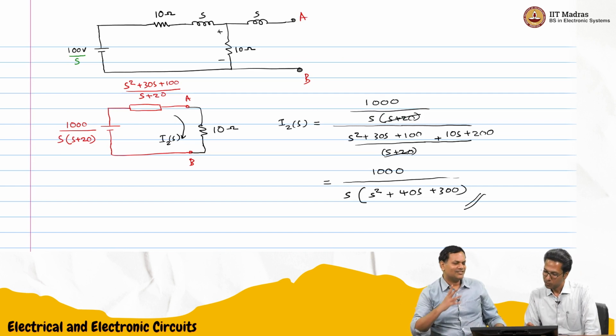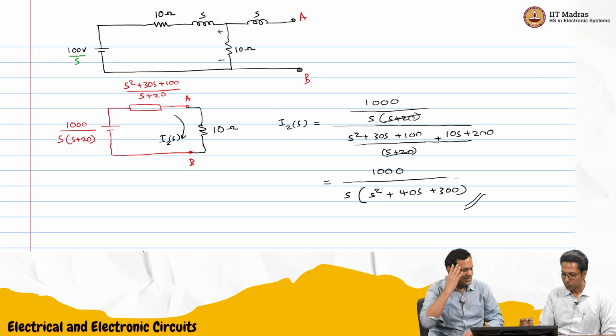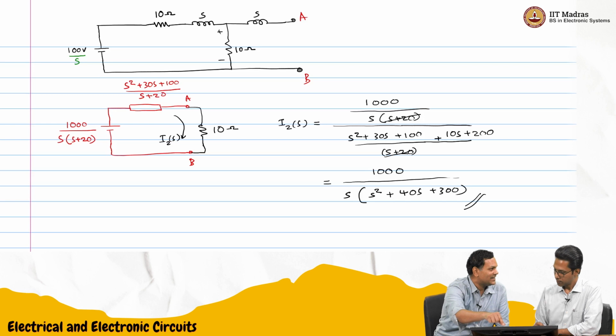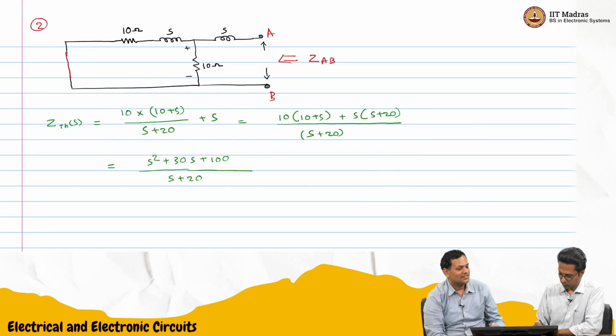I think just to tell the students that now they have learned more techniques, they can solve the same problem in many ways. Like I was thinking, instead of finding VTH, ITH between A and B, across this 100 by S in series with 10 ohm and S, that is already a voltage source in series with an impedance. We could have converted that to a Norton equivalent by source transformation, right?